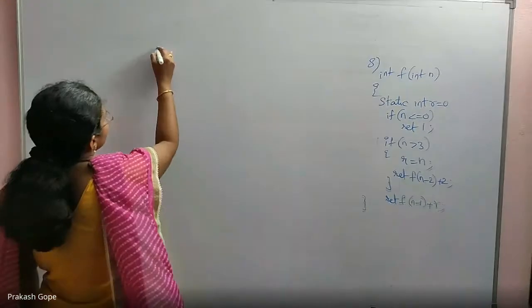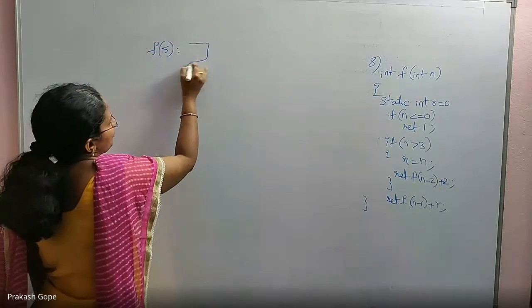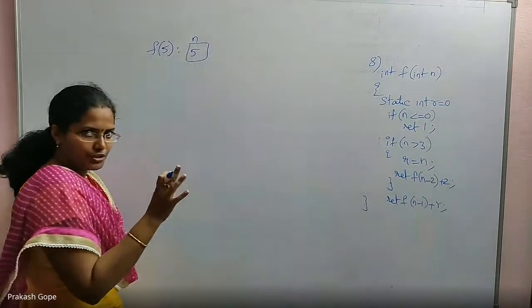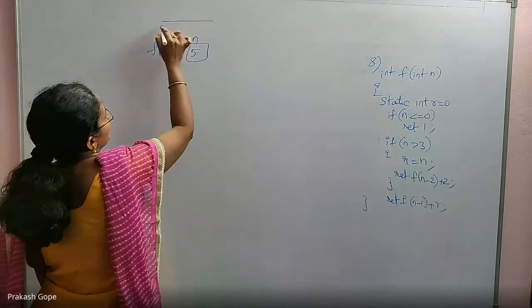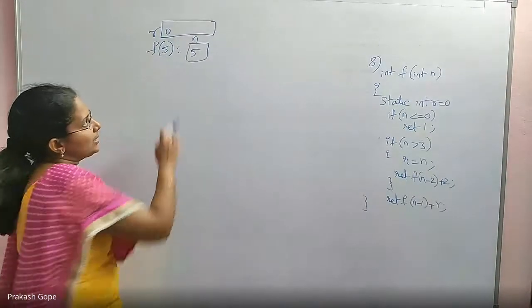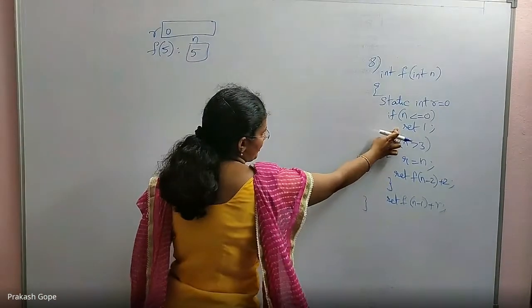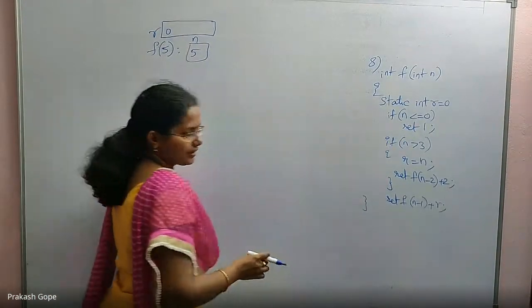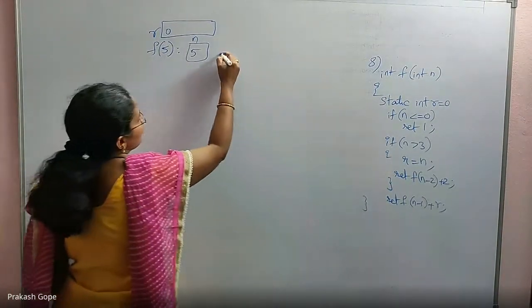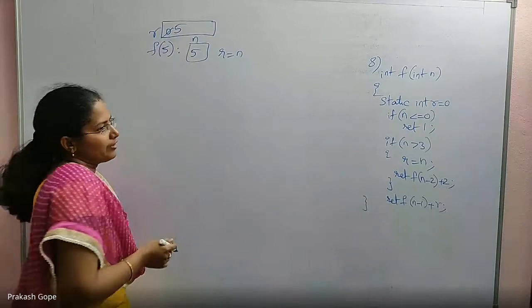F of 5, same process. We are calling the function with 5, so our 5 will be copied into the formal parameter n. And then there is a static variable declaration. Yes, first time we have called the function, so that static variable will be created just now and is initialized with 0. If n less than or equal to 0 is false, so this line will not be executed. And if n greater than 3, yes, n is greater than 3, then I will execute this block. R is equal to n, so whatever is the value of n, you copy into r. So r has become 5.